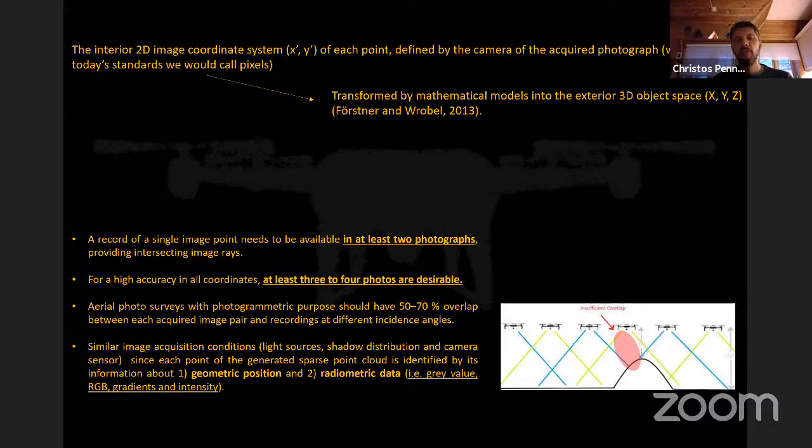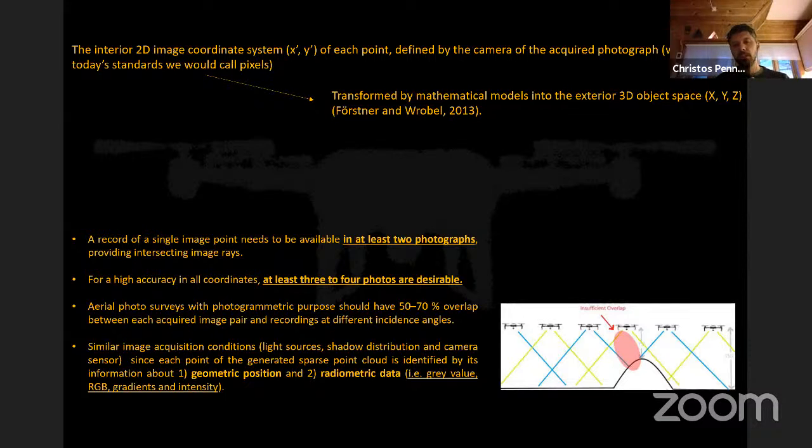Aerial photo service with photogrammetric purpose should have 50 to 70% overlap between each acquired image pair, and recordings are different incidence angles. Similar image acquisition conditions should be applied for every picture, like light sources, shadow distribution, and camera sensor. Since each point of the generated sparse cloud is identified by its information about the geometric position and the radiometric data, e.g. the gray value, the RGB value, the gradient, and the intensity.